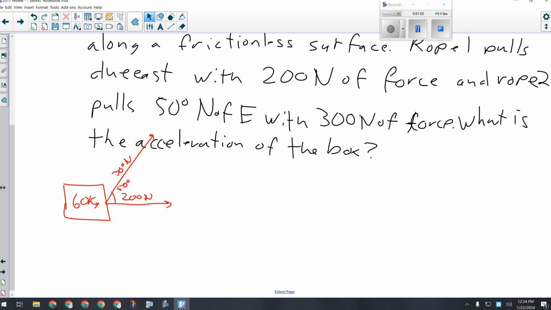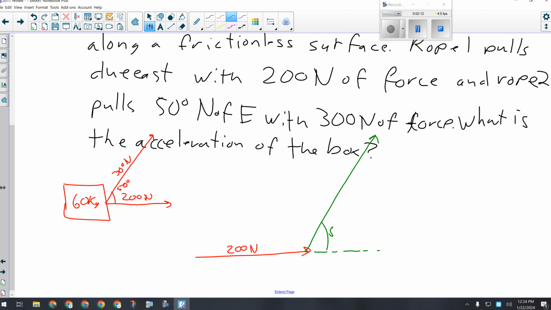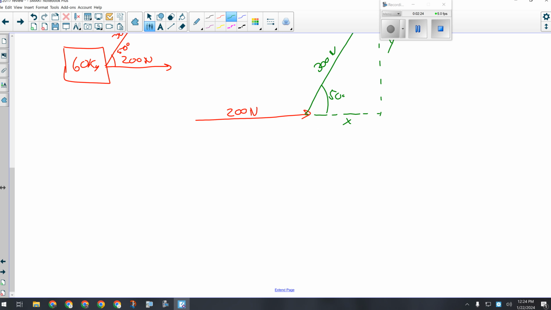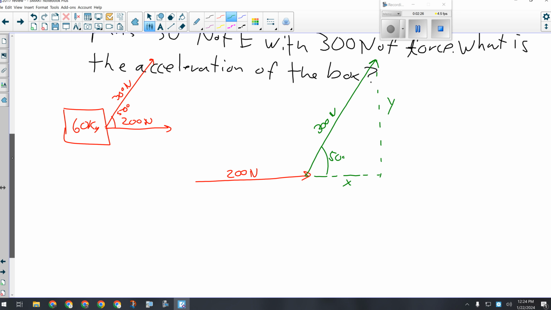Now, I know I've got these 2 forces, so in a vector diagram, I need to represent them separately, which is the next thing I need to do. So I'm going to have my 200 newtons, and then I'm going to have the 300 newtons, 50 degrees north of east. So this will be y, this will be x. I am going to bring all that a little bit further down so it's not into the writing.